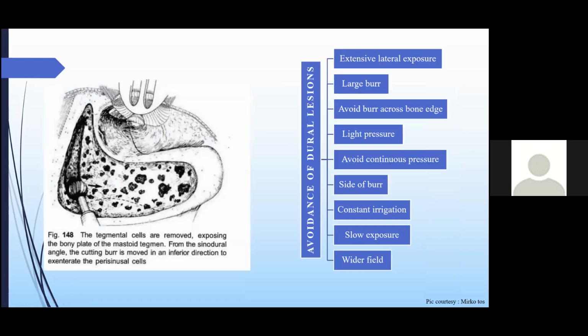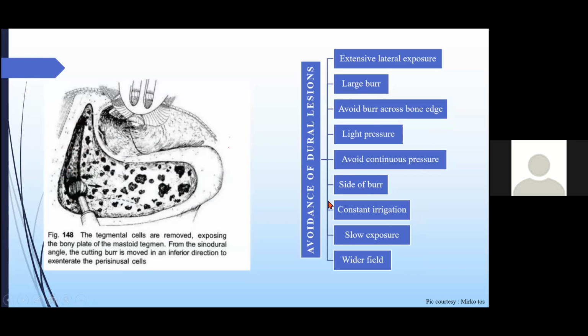So how to avoid dural lesions when we are skeletonizing the mastoid tegmen? We should give an extensive lateral exposure. We should delineate the bone, the tegmen, properly. We should use a large cutting burr, and across the bony edges, we have to be careful. As I said, no lesion or damage to the soft tissues should happen around it. If a large burr is used, pressure is usually less, but we should avoid any extra pressure over the burr. And we should drill in a continuous layer. Any irregular or discontinuous bumps should not be there when we are drilling over the tegmen.